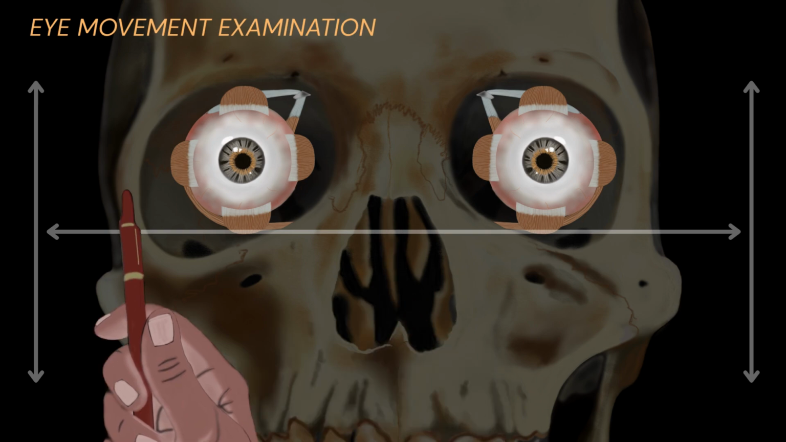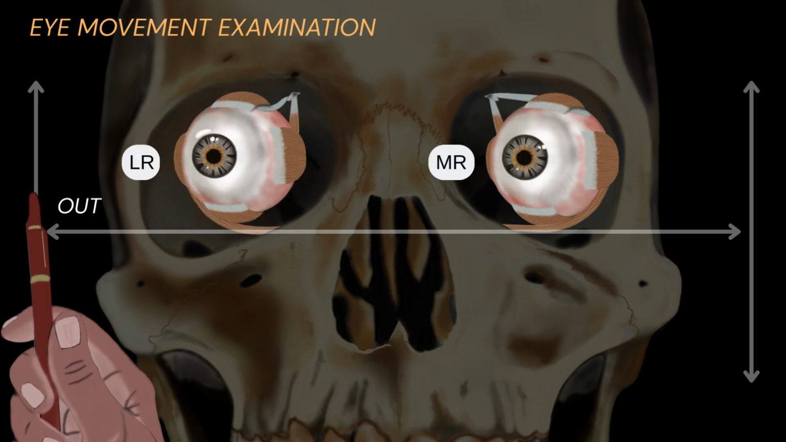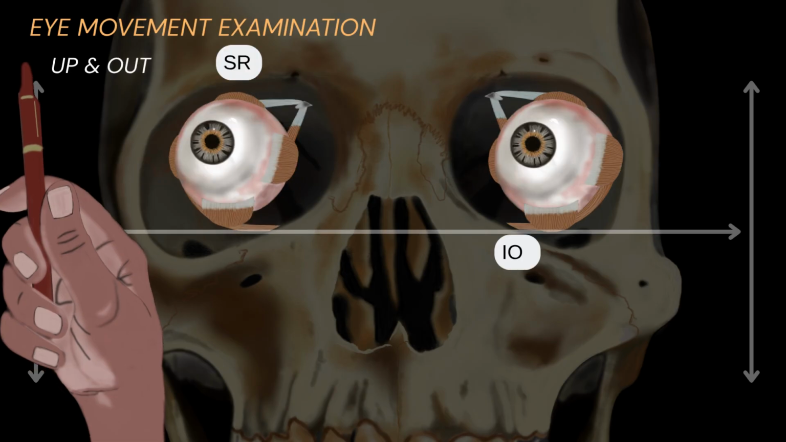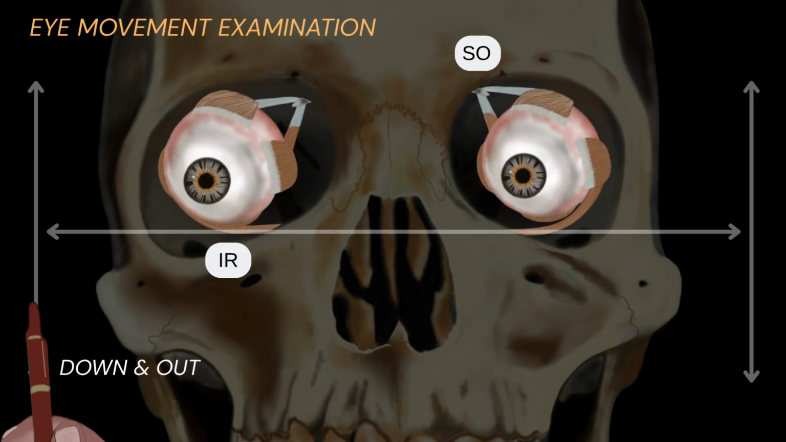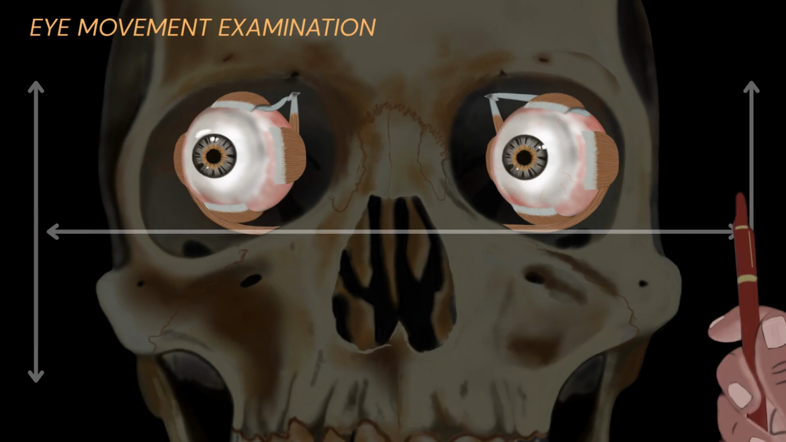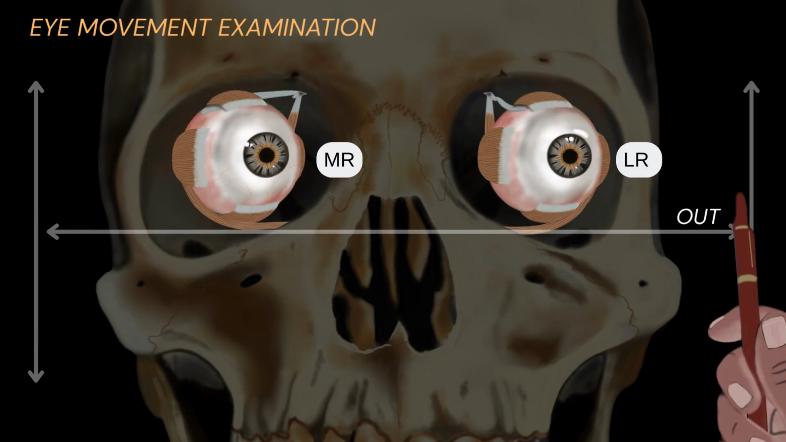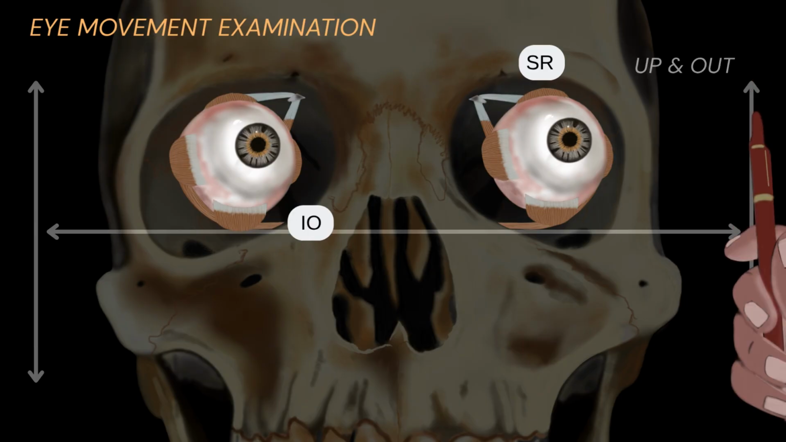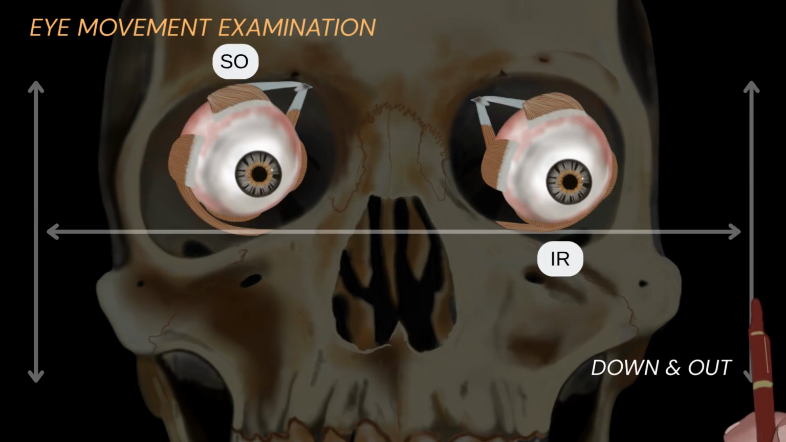Move the target to the patient's right, in the out position. Move the target upward on the right side, in the up and out position. Move the target downward on the right side, in the down and out position. Return to the center, then move the target to the patient's left. Move the target upward on the left side in the up and out position. Move the target downward on the left side in the down and out position.